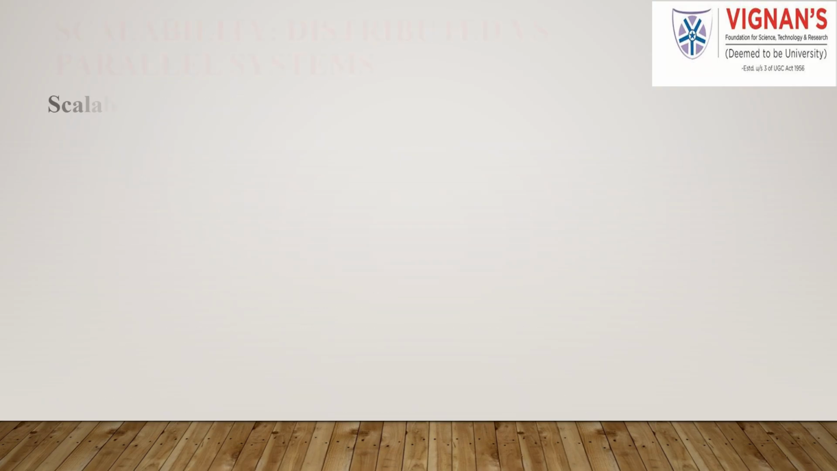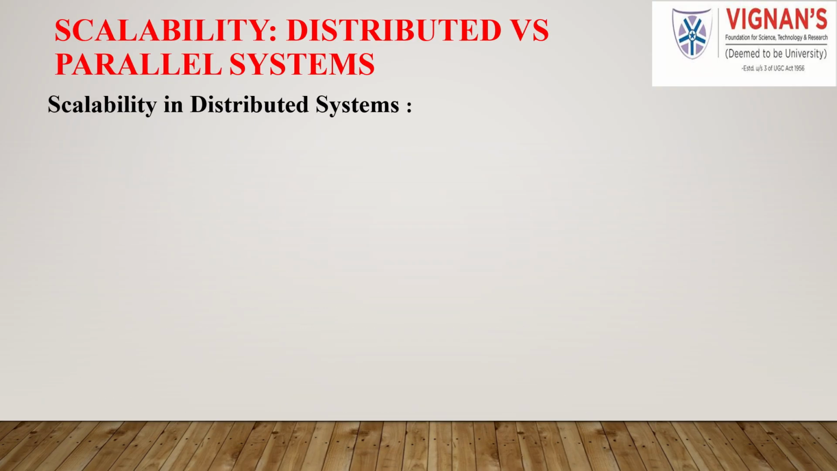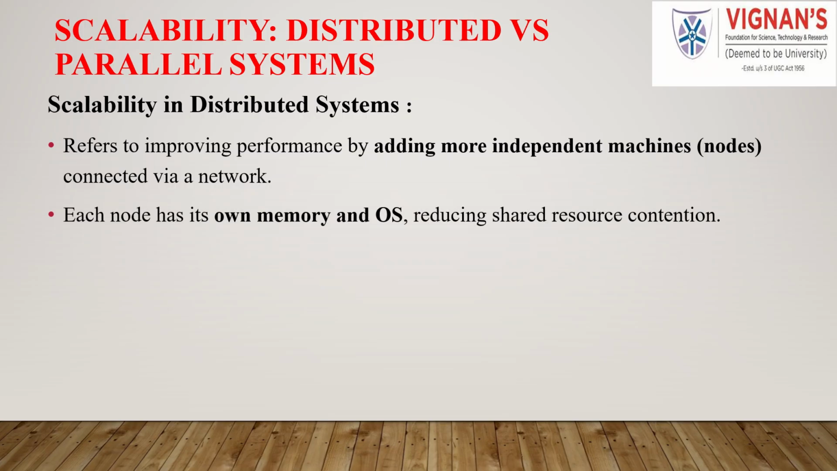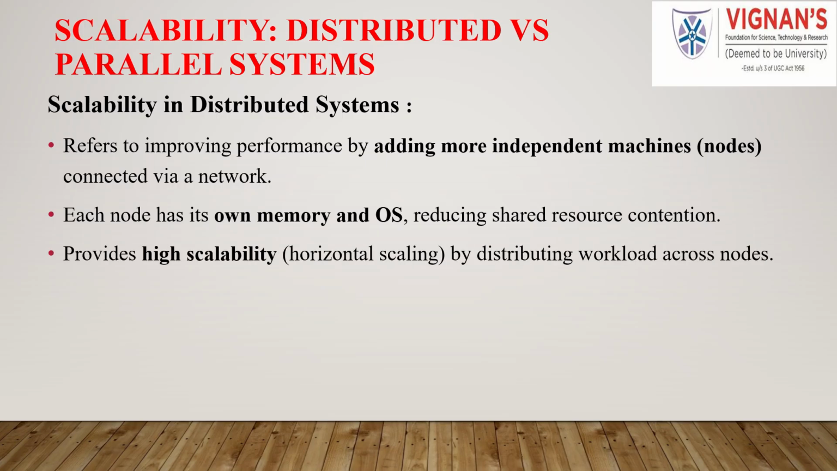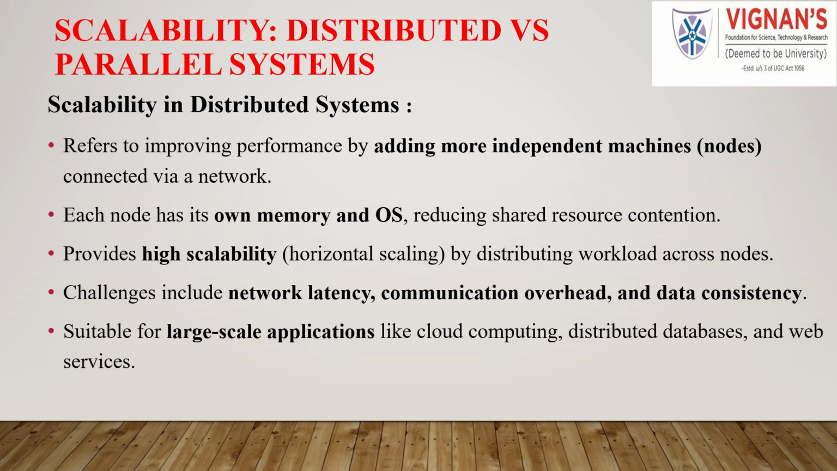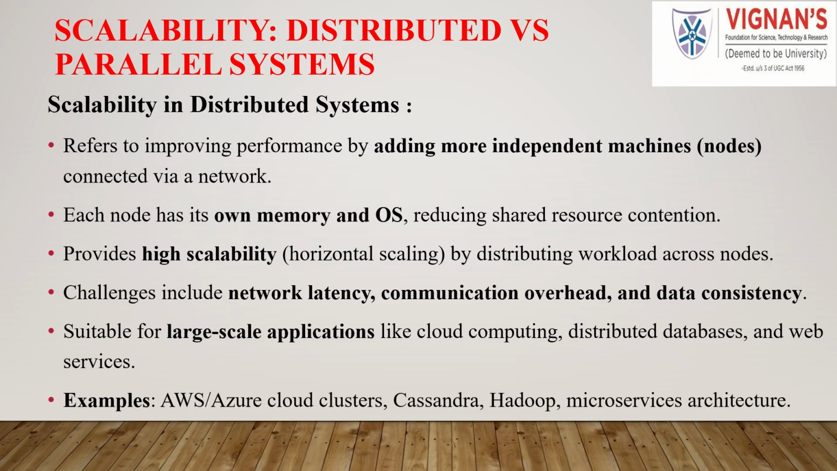performance. Scalability in distributed systems refers to improving performance by adding more independent machines, or nodes, connected via a network. Each node has its own memory and OS, reducing shared resource contention. It provides high scalability, horizontal scaling, by distributing workload across nodes. Challenges include network latency, communication overhead, and data consistency. Suitable for large-scale applications like cloud computing, distributed databases, and web services. Examples: AWS/Azure Cloud Clusters, Cassandra, Hadoop, Microservices Architecture.